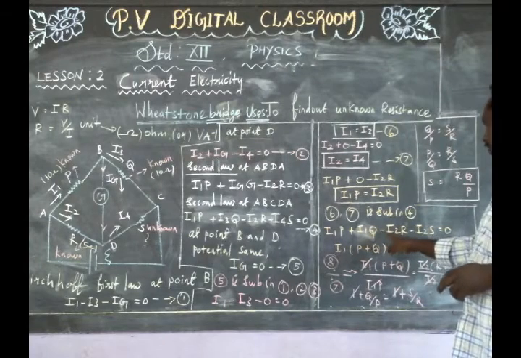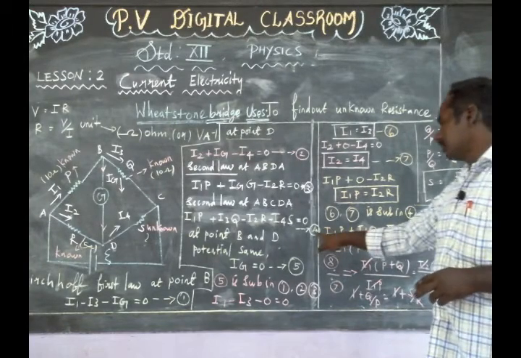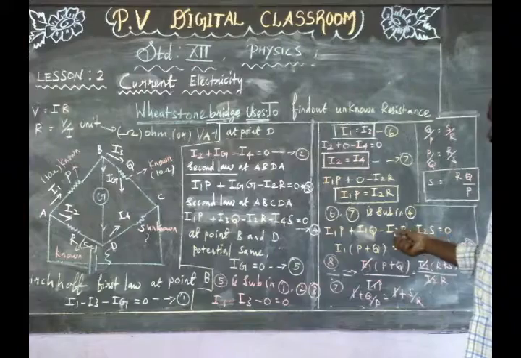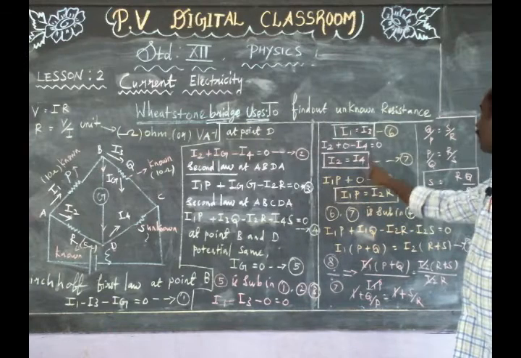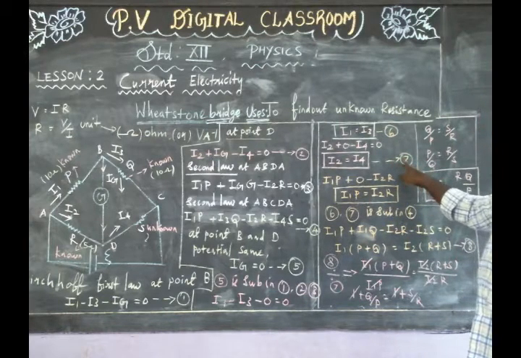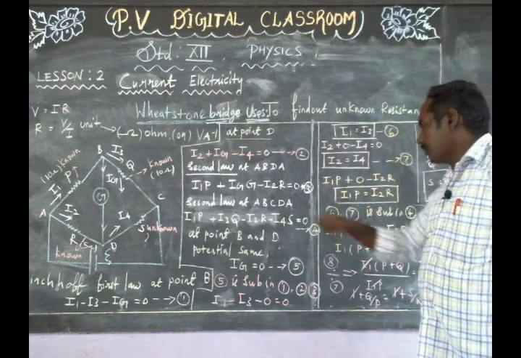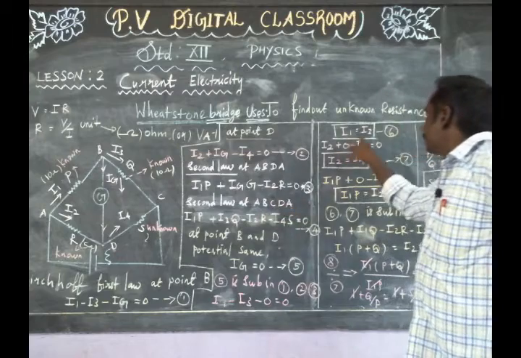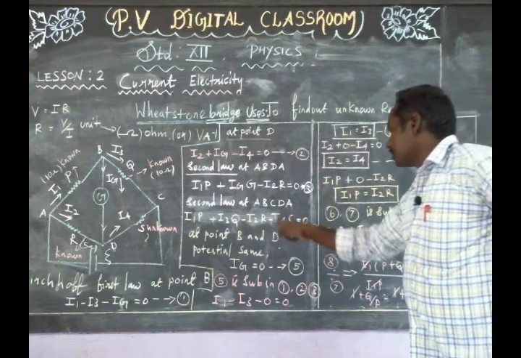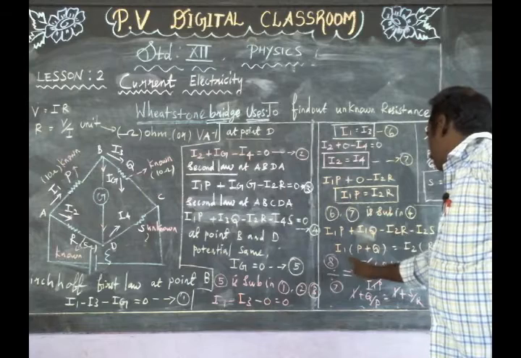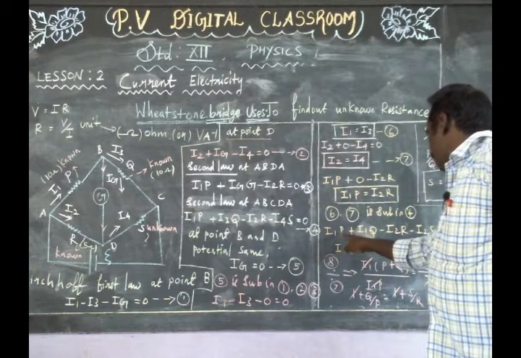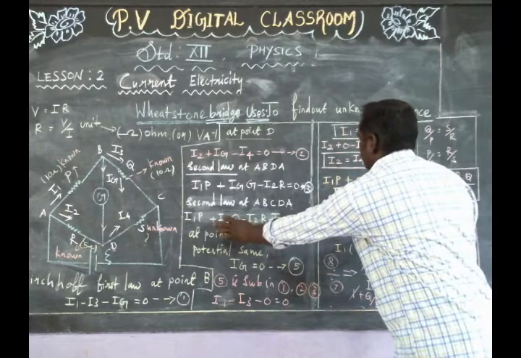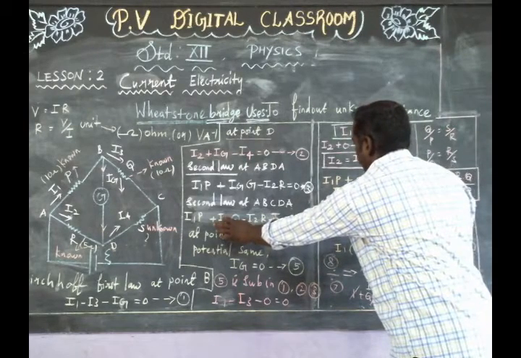Next, equation 4. Already we know that. Equations 6 and 7 are substituted in equation 4. I1 P, I3 is equal to I1. So substituting here, I1 P plus I1 Q, because I1 is equal to I3.